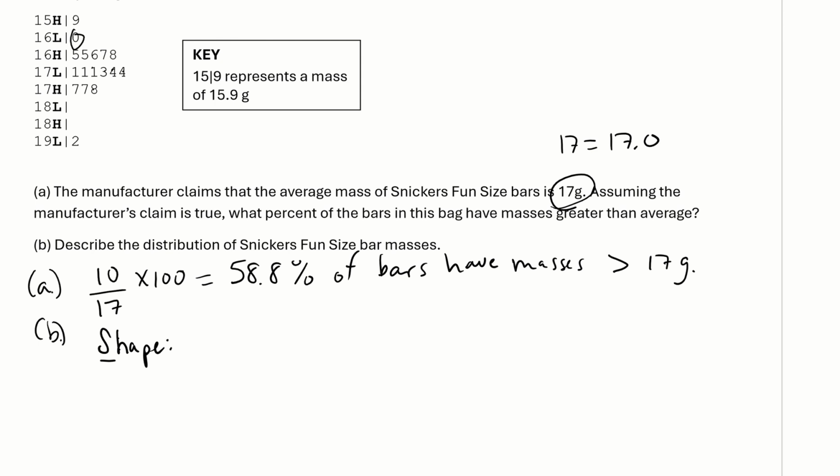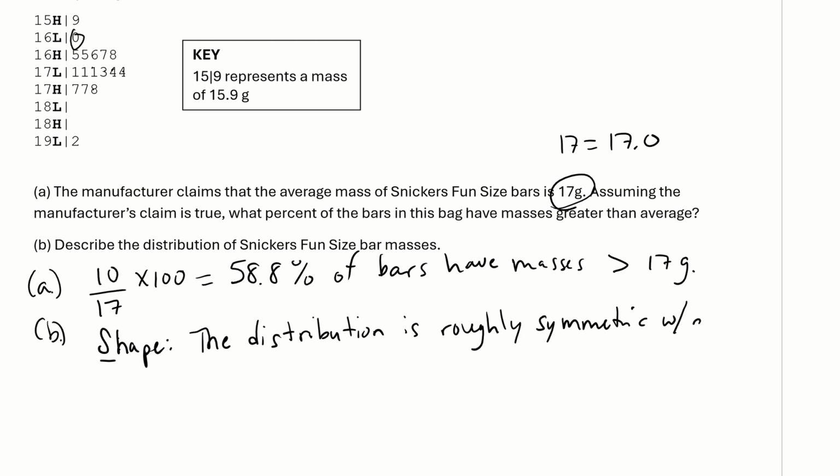All right, so we're going to say the distribution is roughly symmetric with a single peak. Now, the single peak is at the 17 stem, right? The low 17 stem, right? So single peak near 17.0 to 17.4 stem. All right, so that's the low stem. So this is the 17L stem, if you will.